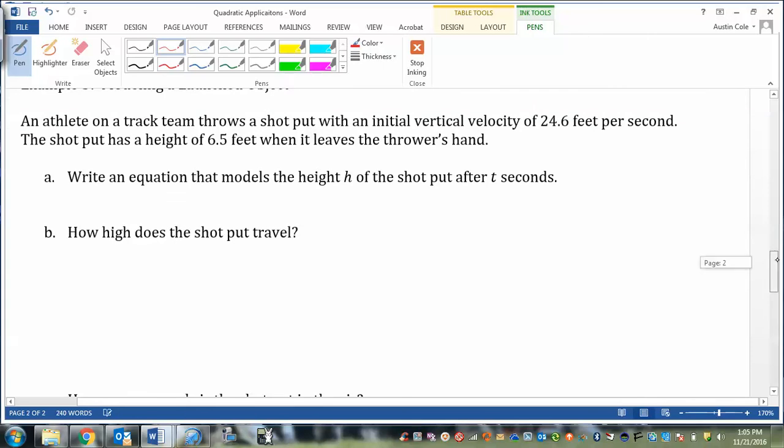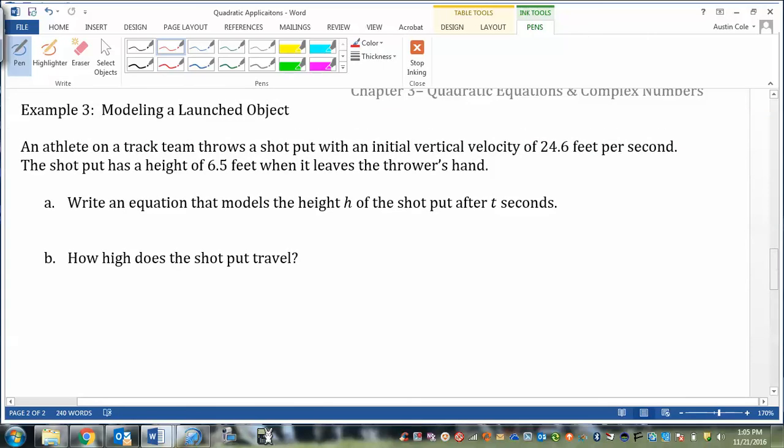Okay, top of the next page. Now we're going to be talking about a projectile that's launched into the air. If something is thrown into the air or actually thrown downward, we can model it like we talked about at the beginning of class. So here it is: an athlete on a track team throws a shot put with an initial vertical velocity of 24.6 feet per second. The shot put has a height of 6.5 feet when it leaves the thrower's hand. So here's what this tells me. This is my initial velocity, 24.6 feet per second.